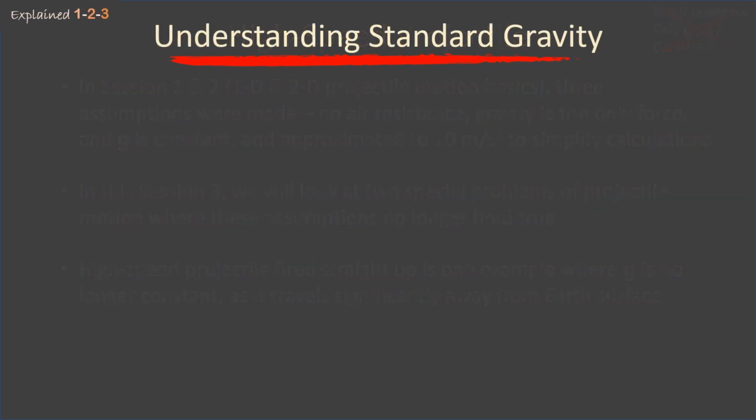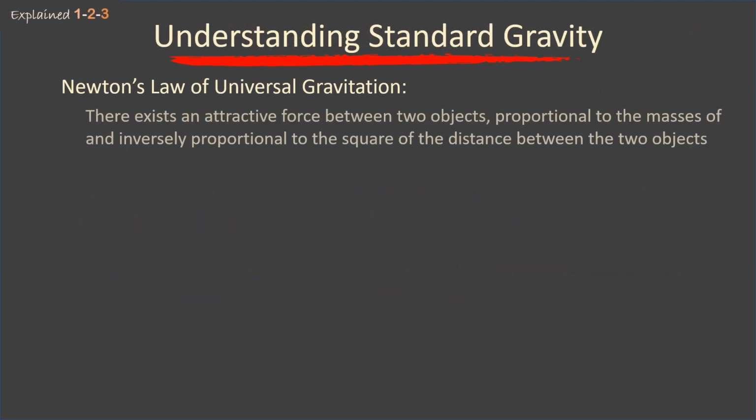Before we delve into it, we need to take a quick look at how we come to this gravity term, g. To do that, we start with Newton's law of universal gravitation between two bodies. It says there exists an attractive force between two objects, proportional to the masses and inversely proportional to the square of the distance between the two objects. Graphically, you can see it here.